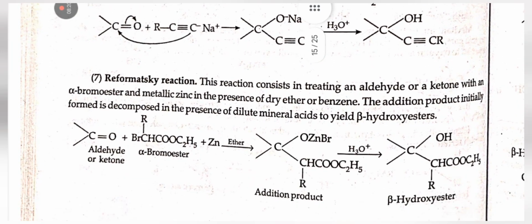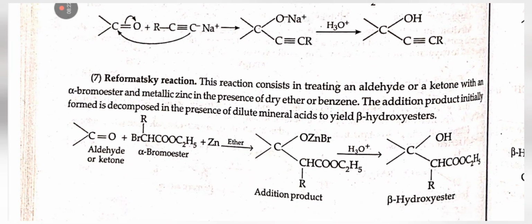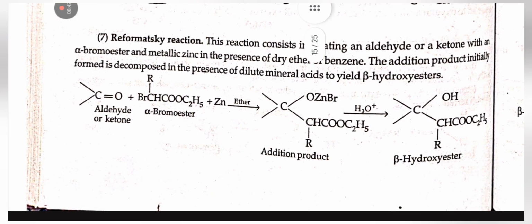7th. Reformatsky reaction. This reaction consists in treating an aldehyde or ketone with alpha bromo ester and metallic zinc in the presence of dry ether or benzene. The addition product initially formed is decomposed in the presence of dilute mineral acid to yield beta hydroxy ester. For example, aldehyde or ketone on reaction with alpha bromo ester plus zinc in ether will give addition product. On further reaction with H3O+ will give beta hydroxy ester.